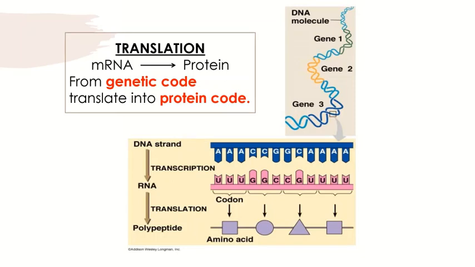The translation process is the process of translating the mRNA into a protein, from the genetic code into a protein code. We start with the DNA strand, which is transcribed into RNA, and when you have the mRNA, it will later be translated to form the polypeptide. That polypeptide comes from the arrangement of lots of amino acids.